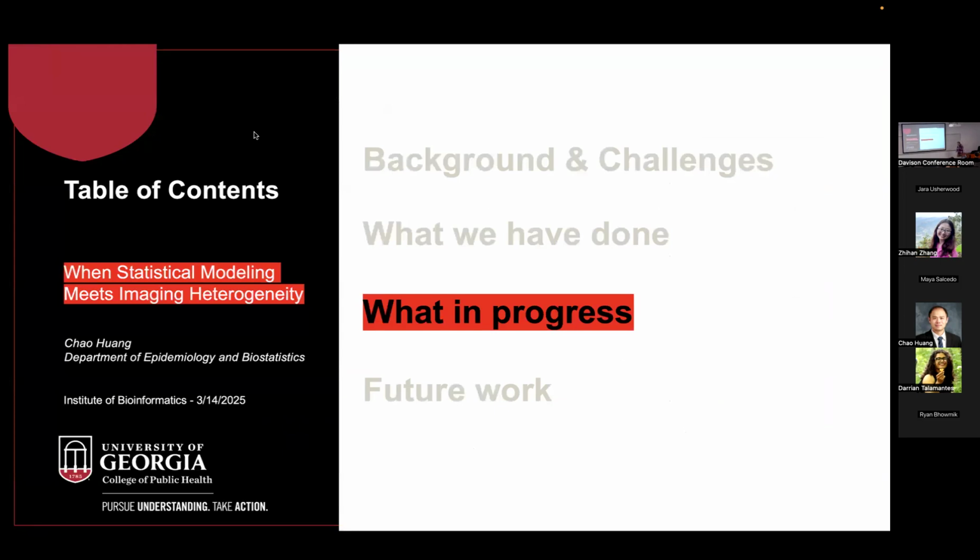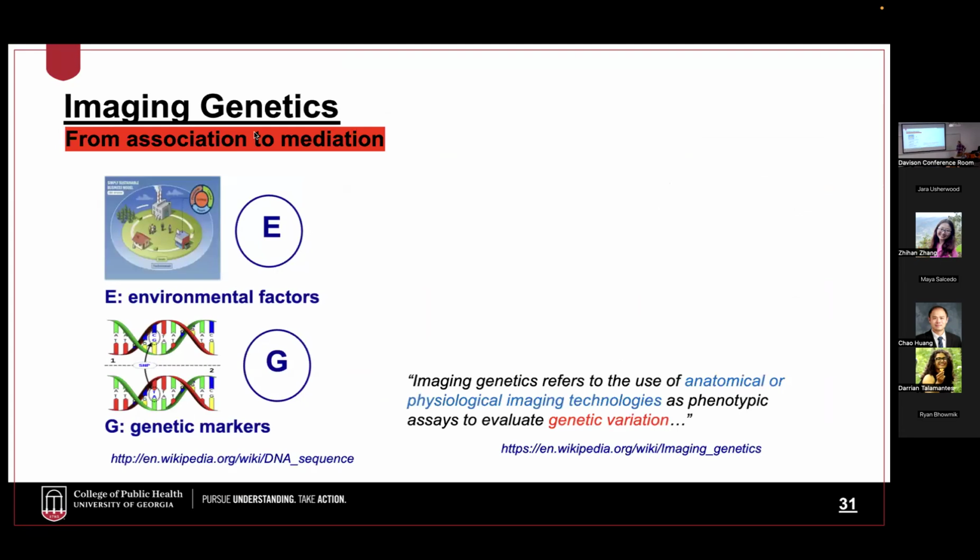And that is what we have done in the past several years, and what is in progress. Now I want to talk about something beyond this image heterogeneity, which is what we are doing right now. One is imaging genetics. For imaging genetics, I think we started to work on this part about 5 to 6 years ago.